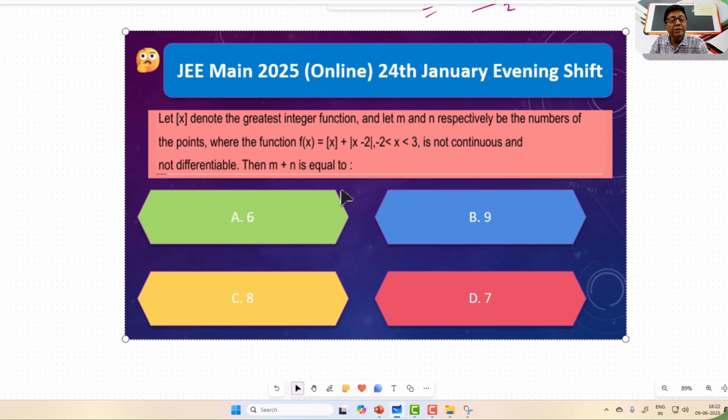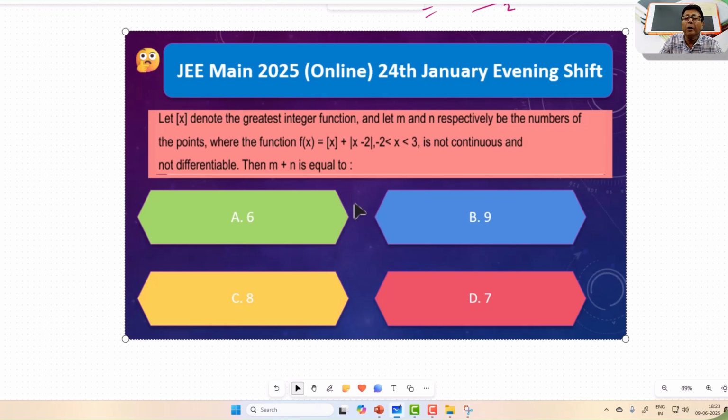It is not continuous and not differentiable. We should remember the concept you have just got. If a function is differentiable, it is continuous. But the converse is not true. Continuity never implies differentiability; sometimes it does, but not always. It is not confirmed that a continuous function will be differentiable.